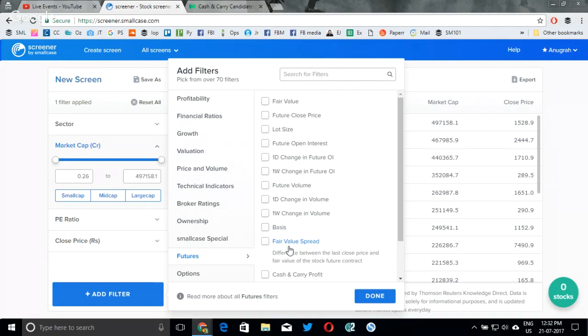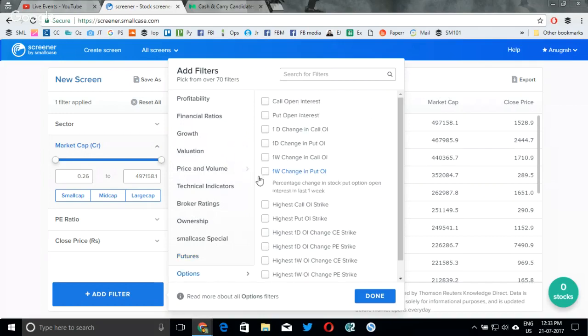We have some rollover filters also, given that the July expiry is coming in. You can check out these filters. It consists of filters like rollover cost and percentage rollover. And then we have more filters in the options category like strikes with highest call open interest and strikes with highest put open interest. Now, based on these filters, we have also created some premium screens for you.